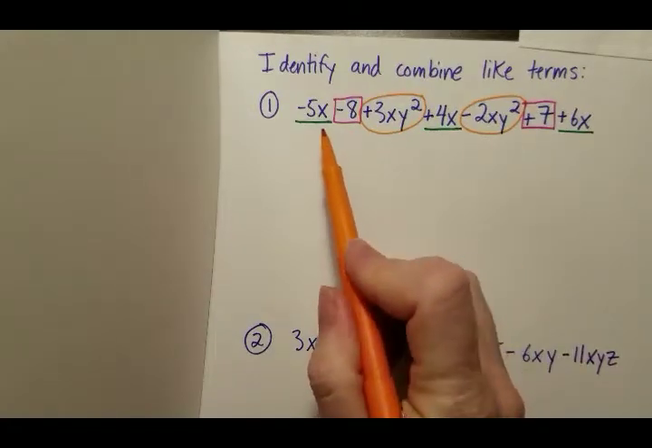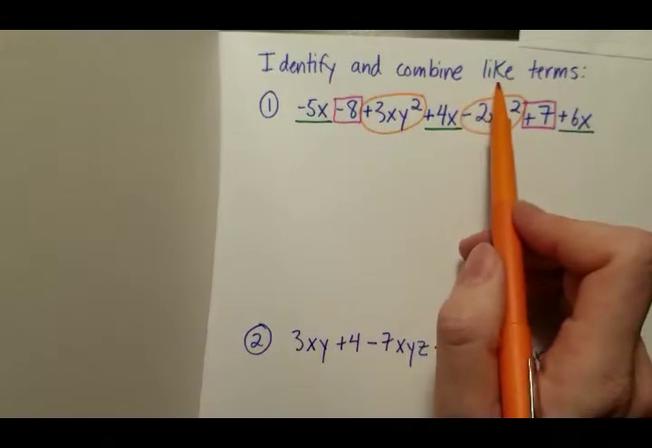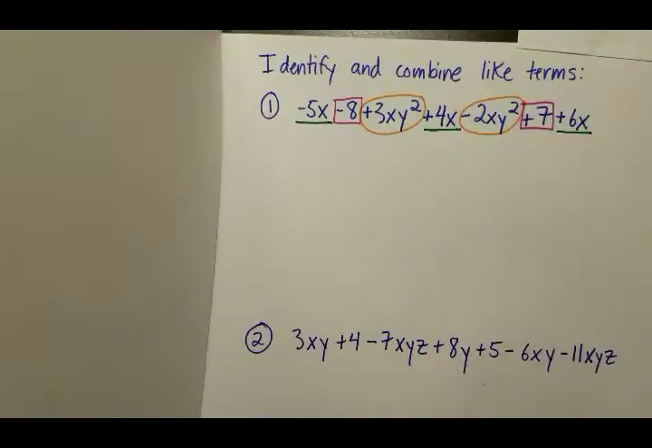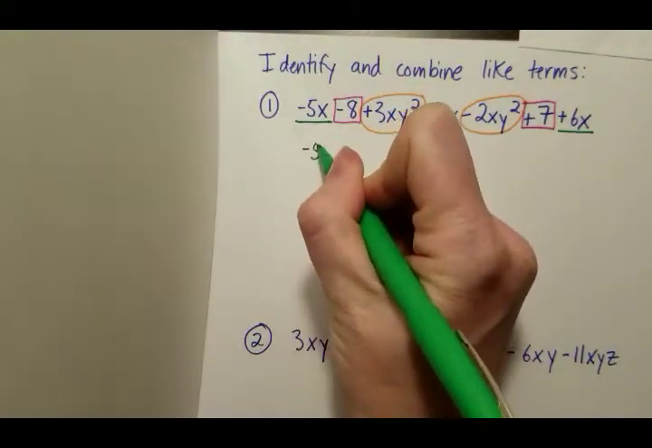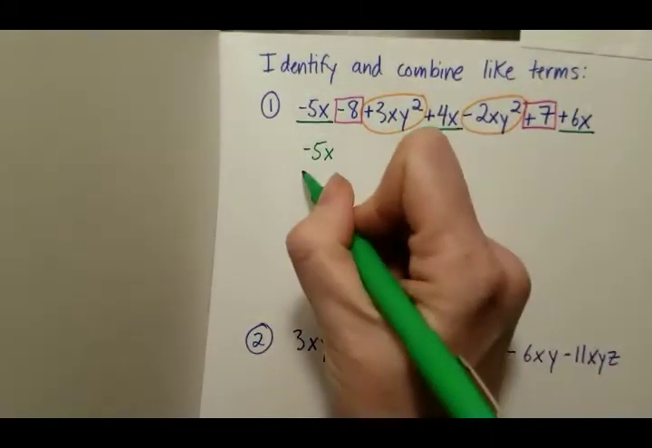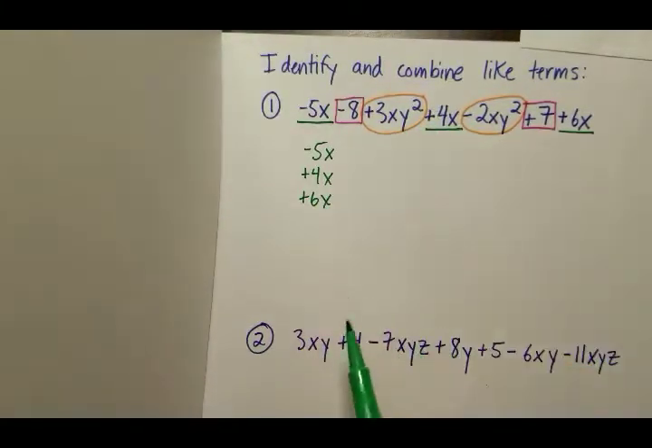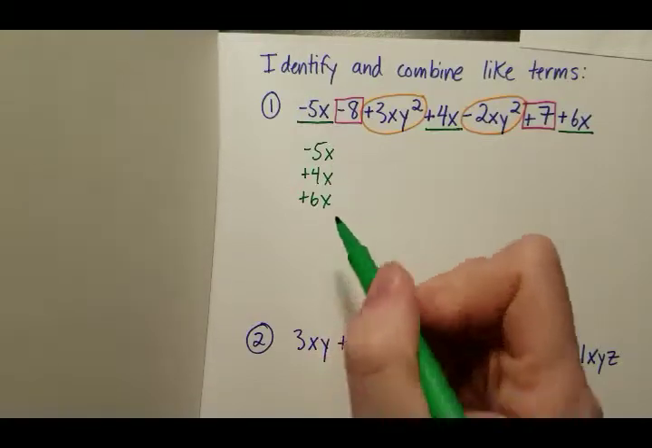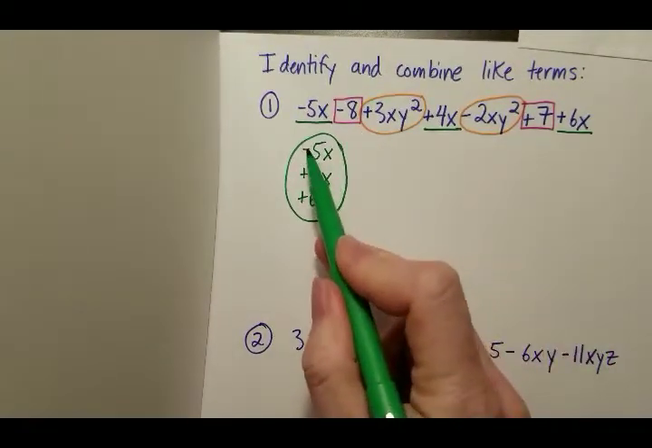Next, we are going to combine the like terms. The way that we combine like terms is we add their coefficients. So let's write all the green terms here: minus 5x plus 4x plus 6x. These terms are all your x terms, and if we add those all together, we're going to add their coefficients.